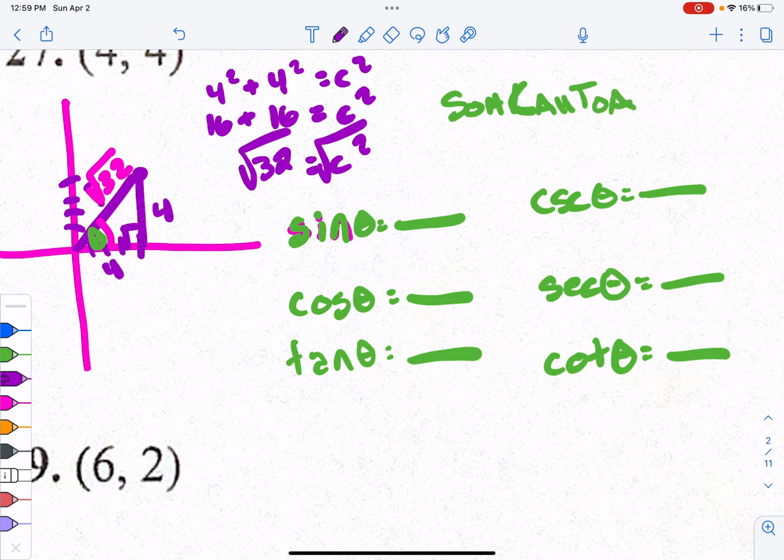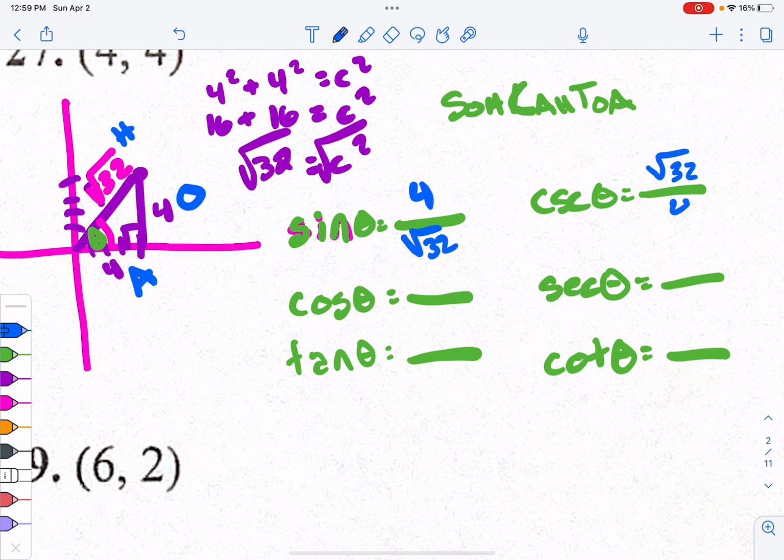All right, sine is opposite over hypotenuse. Our opposite side is going to be here, and our hypotenuse side is going to be here, and our adjacent side is going to be here. So we've got 4 over the square root of 32, and we're going to leave it. And then we've got the square root of 32 over 4. So don't worry about rationalizing that, okay? Cosine is 4 over the square root of 32 as well, because the bottom side is 4. That's interesting. The square root of 32 over 4, and then tangent is opposite over adjacent, which is 4 over 4.